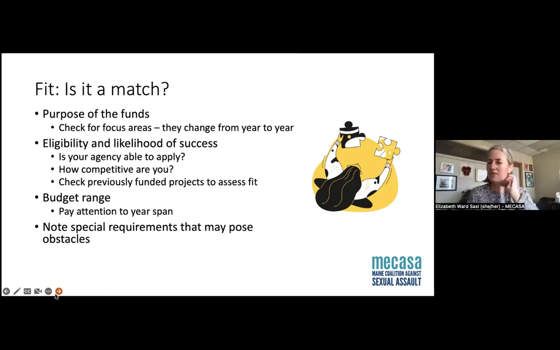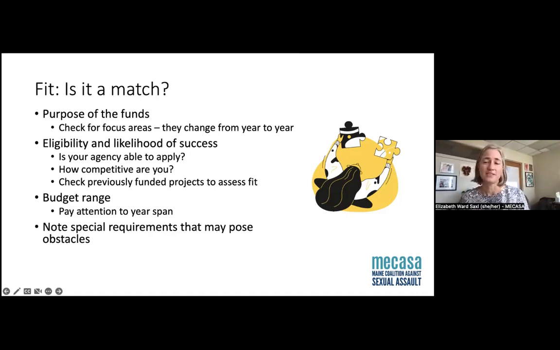Fit. Jess just used a phrase I really like: rightness of fit. Was that it? Oh, that's a good one. So, you want to start by really looking at what the purpose area is for the grant. A grant might be for sexual assault victim services on its face, and then when you dig in a little deeper, it says, actually, what we want to fund are programs to enhance services for individuals with disabilities or X, Y, and Z. So you're going to want to really look at that. And they can change as often as year to year. Typically with OVW, it's a little bit longer, but it really depends.